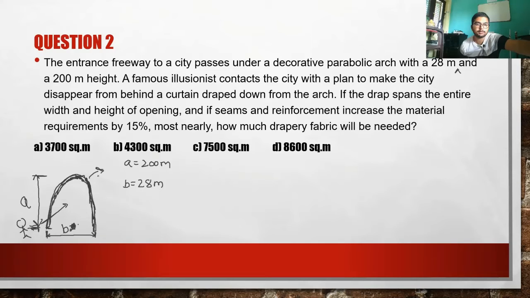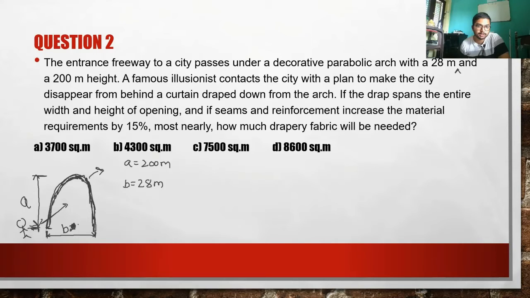And a famous illusionist contacts the city with a plan to make the city disappear from behind a curtain draped down from the arch. What he means is, what do illusionists do? They make you see something which really doesn't exist. So actually here the city does exist. It is something opposite which we cannot imagine, that illusionists try to show us. Now this particular illusionist says he can make the city look as if it disappeared with the help of a curtain which is draped from this arch.